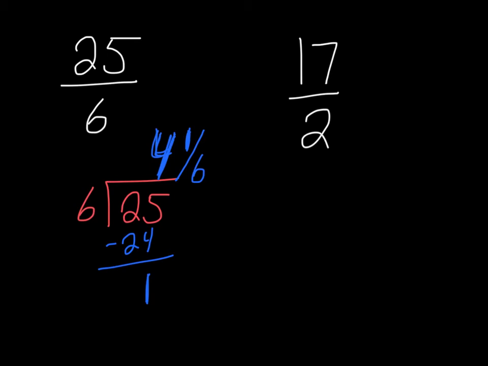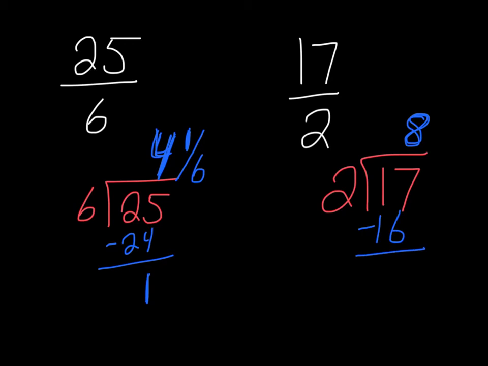Let's try 17 halves. This is really 17 divided by 2. So I ask myself, how many times can 2 go into 17? Well, it goes in 8 times. 8 times 2 is 16. And I have 1 left over. So my 8 up top, that's my whole number. I was able to make 8 whole shapes that each are made up of halves, and I have 1 of the 2 pieces left over I need for the next shape. So I was able to make 8 1/2.